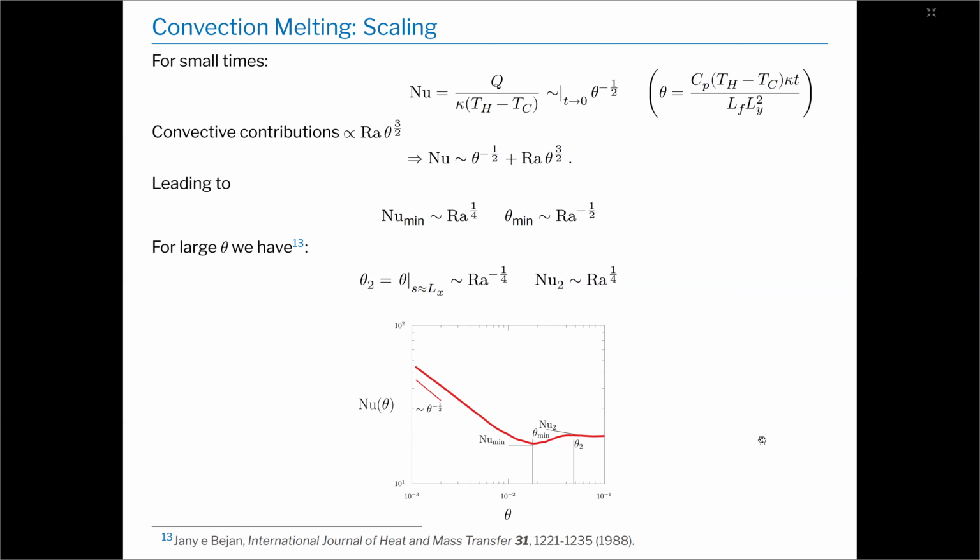Then we can define the behavior for large times. In particular, if we define θ2 as the time that it takes to the melting front to reach the right side of the enclosure, we have that this scales like the Rayleigh number to the power of -1/4, and to this it corresponds a Nusselt number that goes like the Rayleigh number to the power of 1/4.